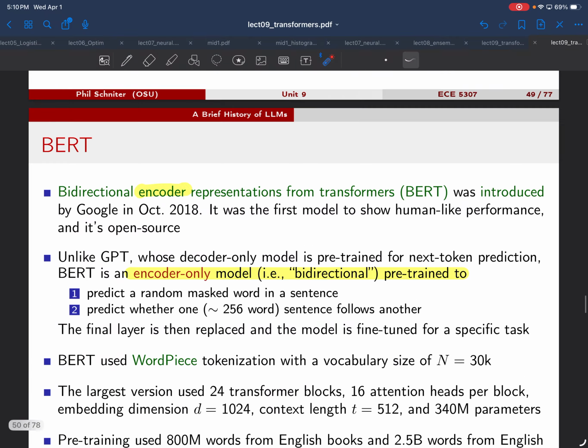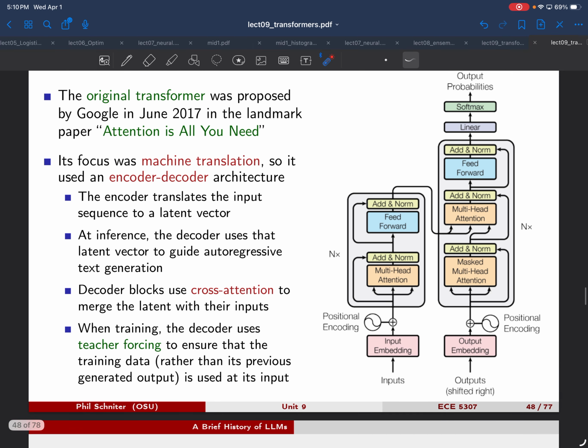Okay, so that's where we can stop. But I wanted to point out the fact that you can train these things in different ways. You can train them to predict a missing word, or you can train them to predict the next word. It really just depends on the model.